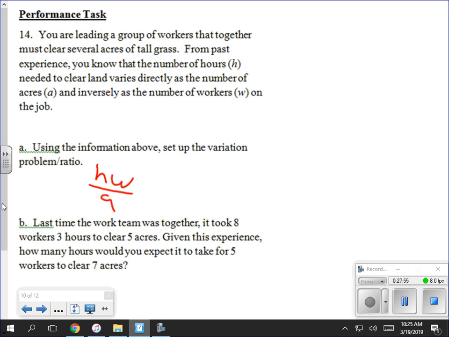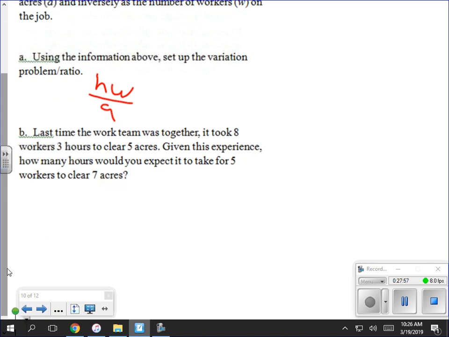Last time the work team was together, it took 8 workers 3 hours to clear 5 acres. Given this experience, how many hours would you expect it to take for 5 workers to clear 7 acres? In other words, 8, 3, and 5. 8 workers times 3 hours to do 5 acres is equal to how many hours it will take 5 workers to do 7 acres? Plug in the numbers.